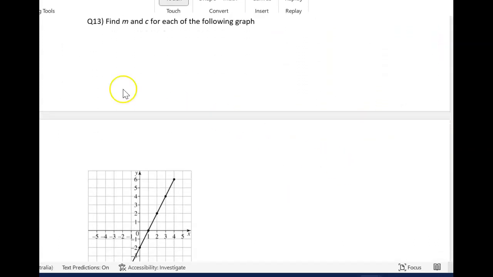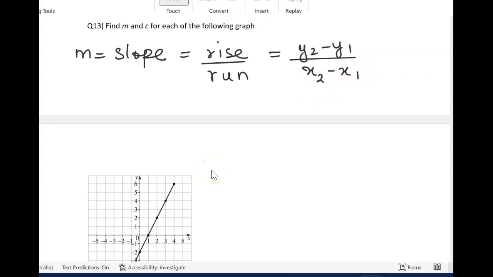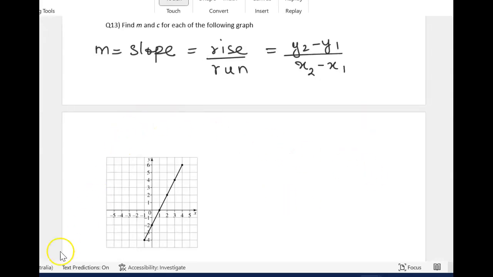Now you should know that m is the slope of the graph. You should know the formula. This formula for slope is rise over run. You should also know rise means y2 minus y1, and run means x2 minus x1. Okay, so in this graph, I'm just going to zoom in a bit. So it says in this graph you asked what is the m and c. Okay, so your m is the slope and your c is the y-intercept.